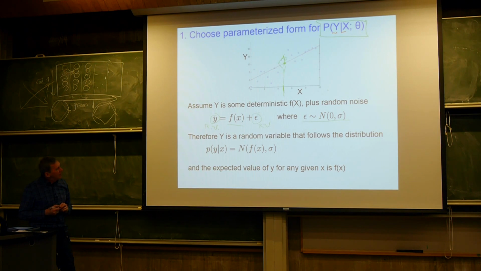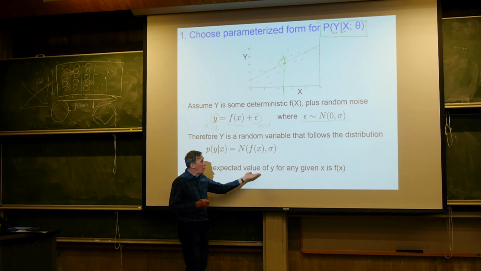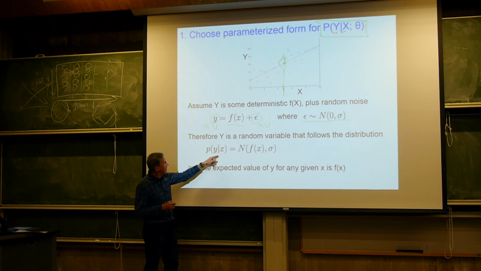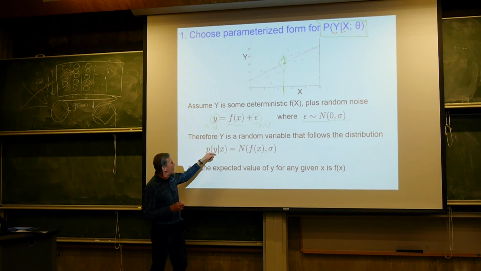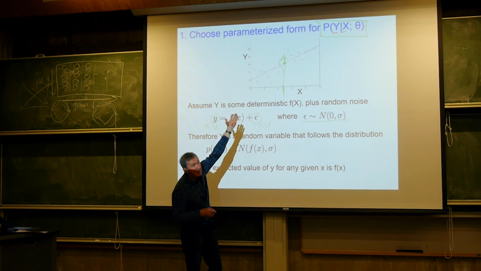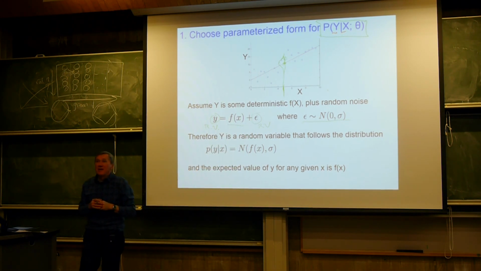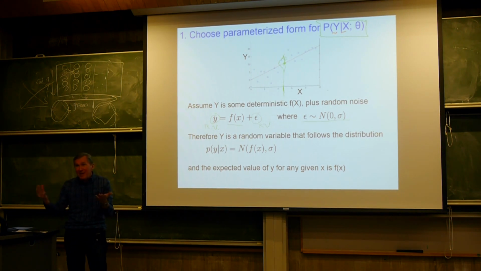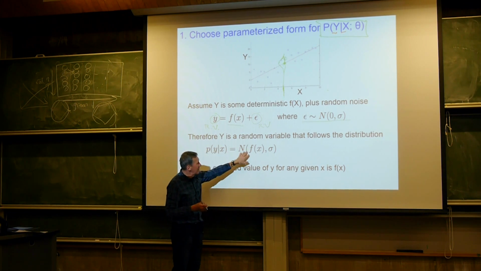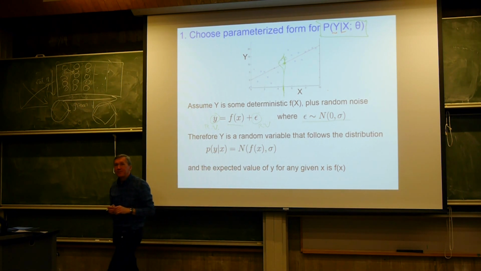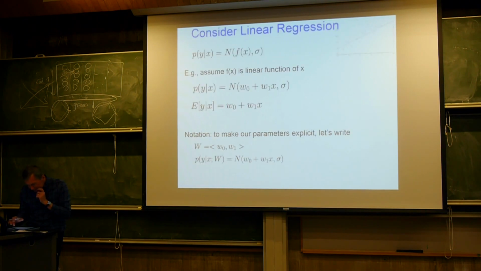And of course, the expected value of y is just f of x. That is, if I hold x constant and draw many samples of y, I'll be sampling that Gaussian distribution, and the expected value of a Gaussian distribution is just the mean of that distribution. So the expected value of this will be f of x. Why are we saying this? This is just saying what I just said.